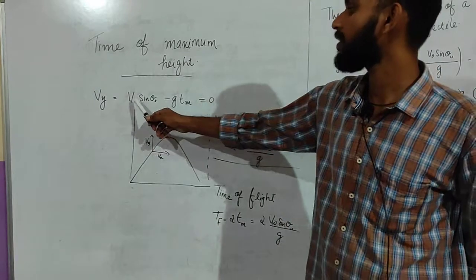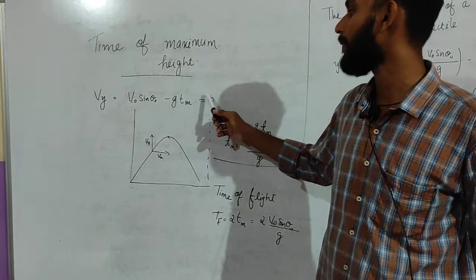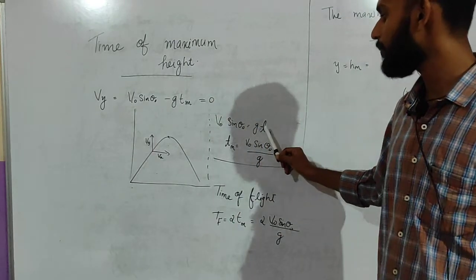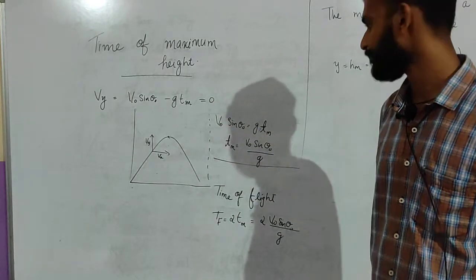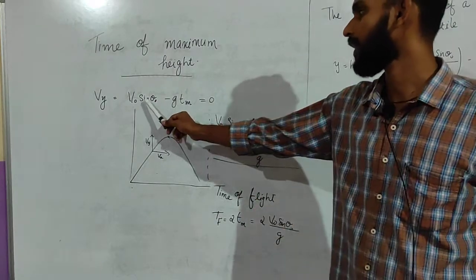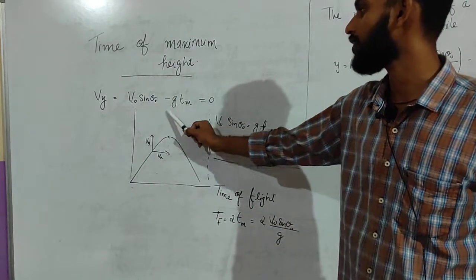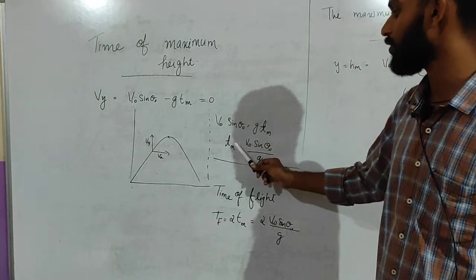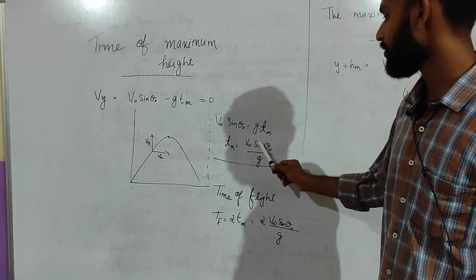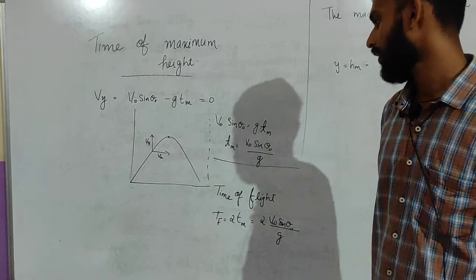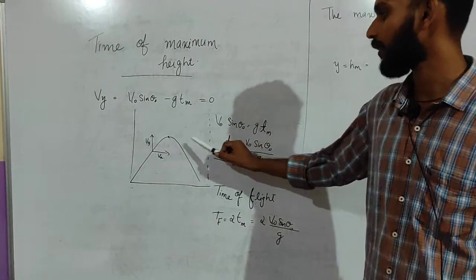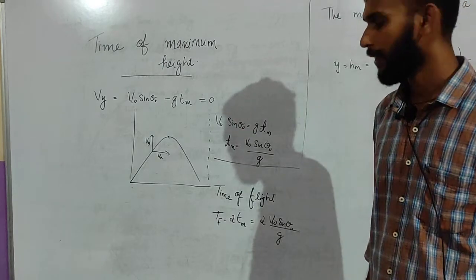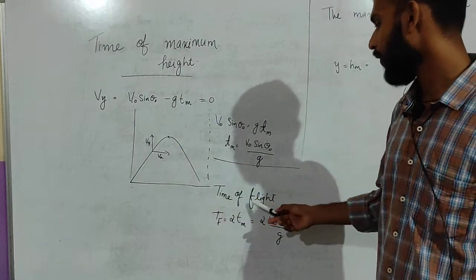So V0 sin theta 0 minus g Tm is equal to 0, and taking g Tm to the right hand side, V0 sin theta 0 will be equal to g into Tm. So then Tm will be equal to V0 sin theta 0 divided by g. This is the time required to reach the maximum height, Tm, equal to V0 sin theta 0 divided by g.